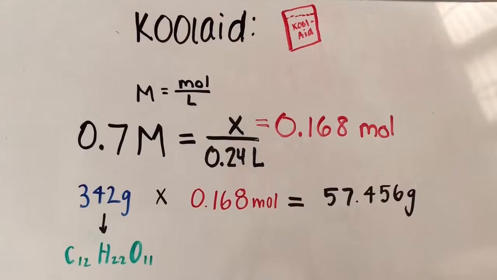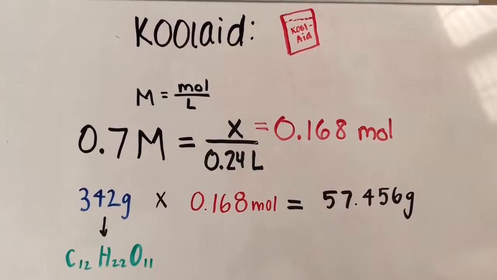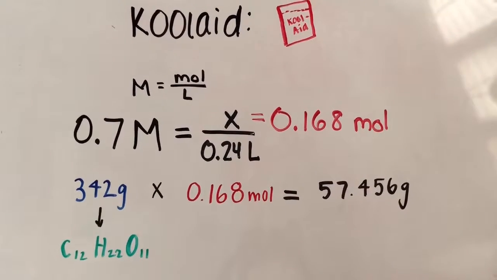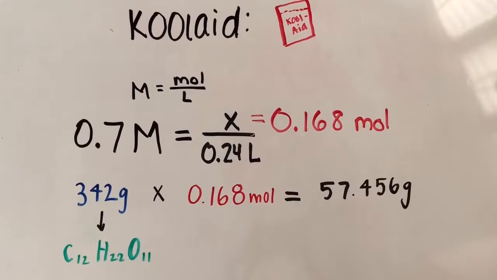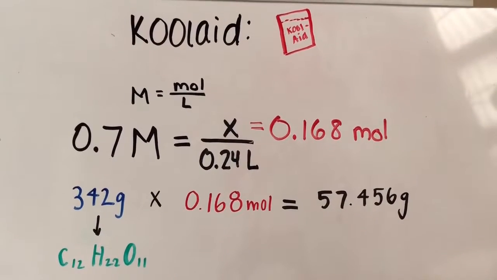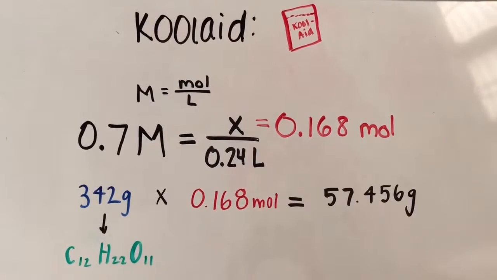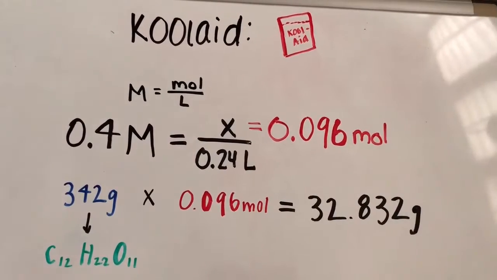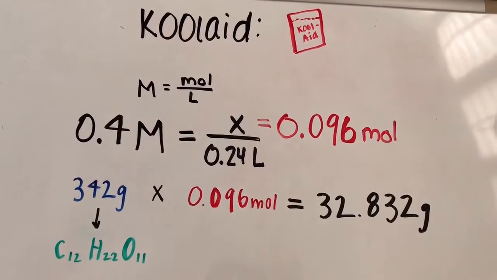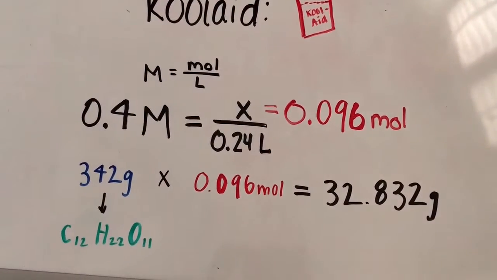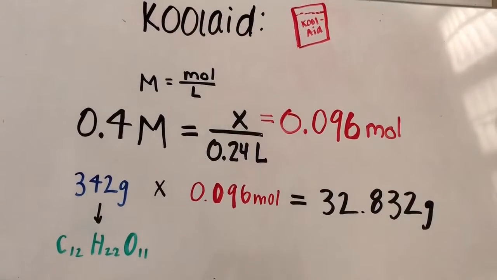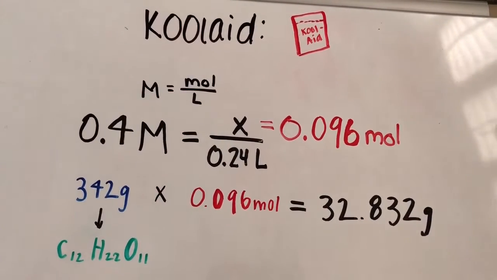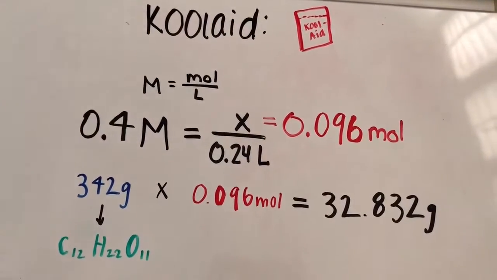We know that to find how many moles of Kool-Aid we need, we multiply the molarity, which is 0.7, times the liters of the solution, which is 0.24 liters, because we have 240 milliliters. This means we need 0.168 moles of Kool-Aid, and because the molar mass of Kool-Aid is 342 grams, we need 57.456 grams of Kool-Aid. I like my Kool-Aid weaker, so I need to dilute my solution. To do this, we decrease the concentration of the solution. The molarity of this new solution is 0.4, so when we multiply this by 0.24 liters of water, we learn that we need 0.096 moles of Kool-Aid, which is about 32.832 grams of Kool-Aid.